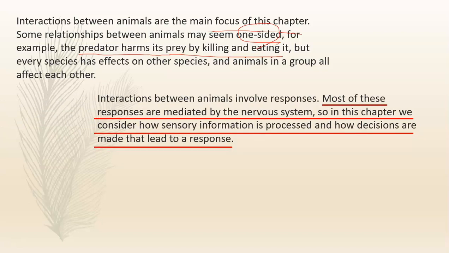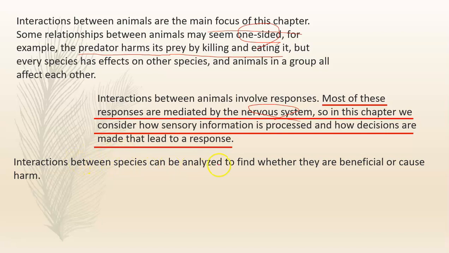Interactions between animals involve responses. Most of these responses are mediated by the nervous system. So in this chapter, we consider how sensory information is processed and how decisions are made that lead to a response. We need to know how a nervous system works.